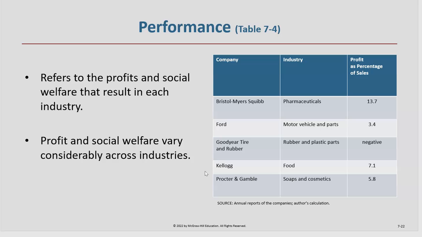Bristol-Myers Squibb, their profits are almost 14% of their sales. Ford's is 3%. Goodyear is earning negative profits. Then Kellogg's and Procter & Gamble are both doing pretty well.